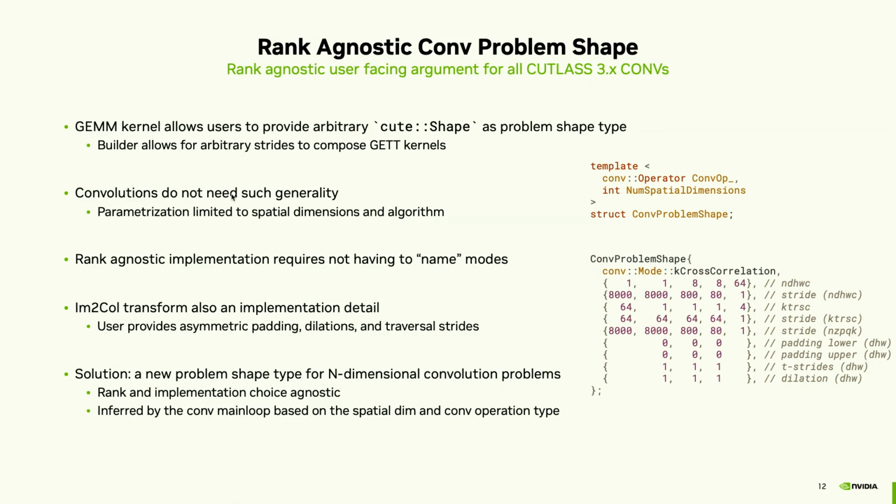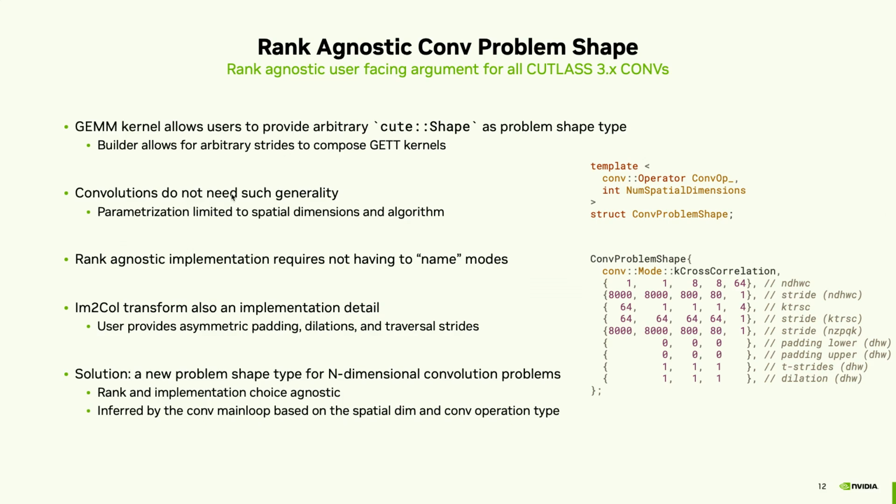And the first challenge in doing that is representing these problem shapes for convolutions in a way that doesn't specifically name modes and is rank agnostic instead. And we do that with a new problem shape type that is user-facing, which only depends on the number of spatial dimensions and the convolution operator that's being implemented. And you can see how some of the arguments are filled in for a 3-dimensional convolution problem over here.